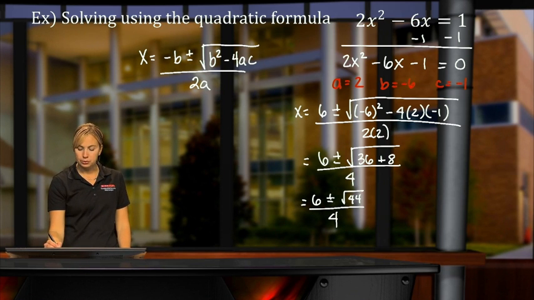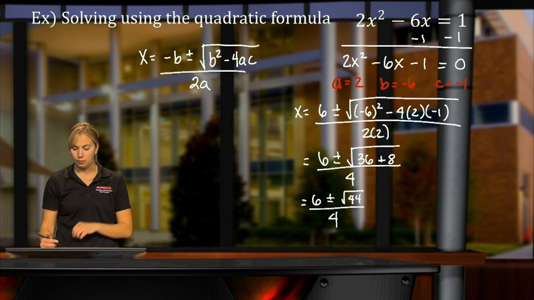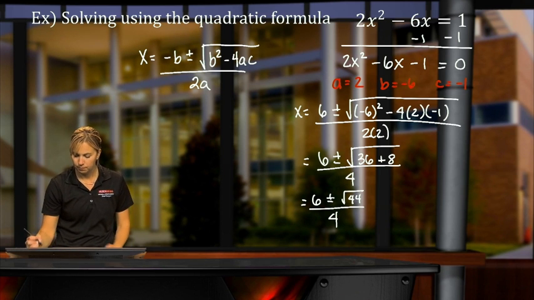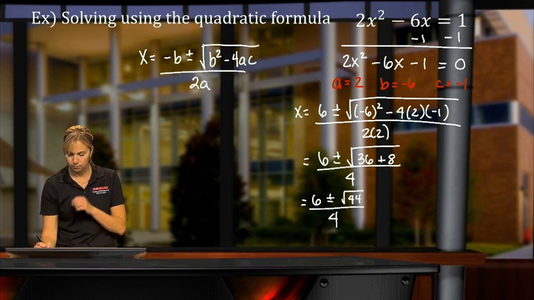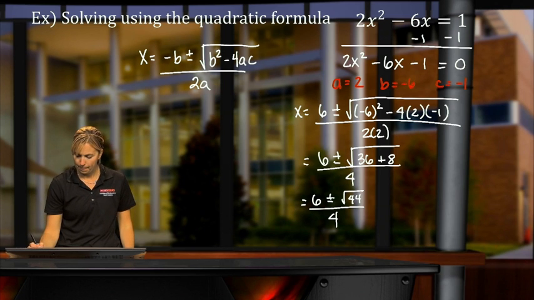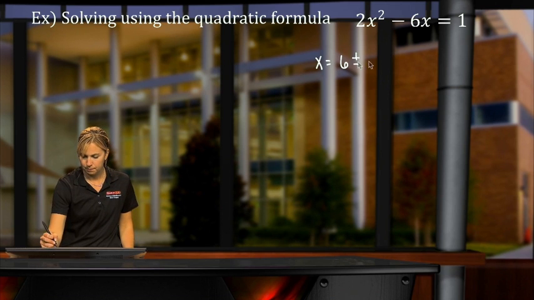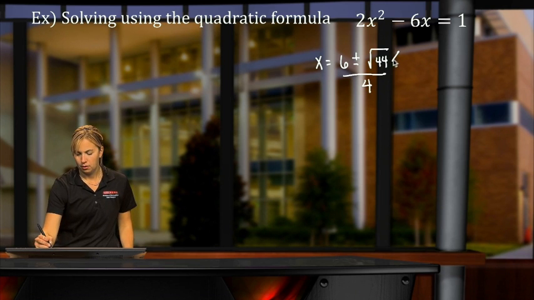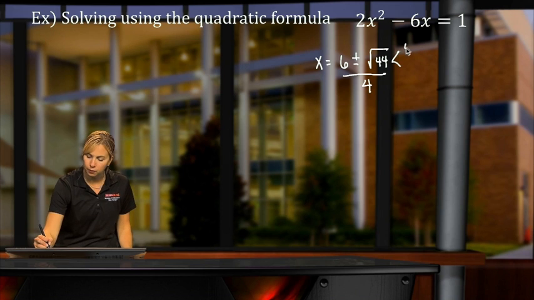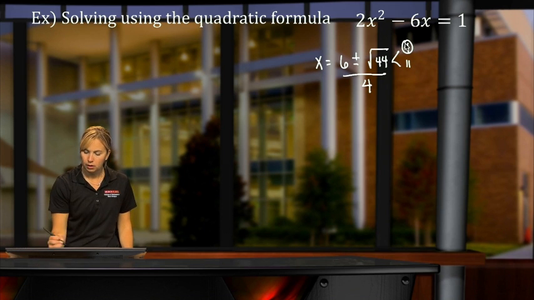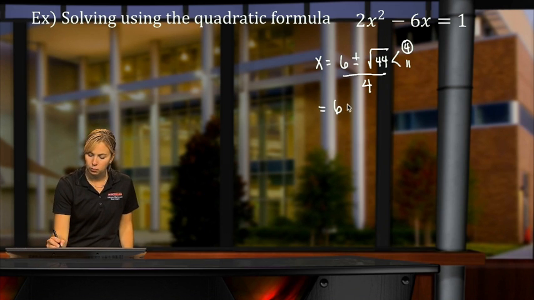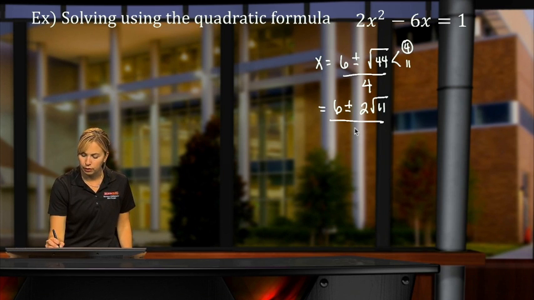Now we need to continue simplifying by simplifying that radical. 44 is 4 times 11. So x equals 6 plus or minus 2 square root of 11 over 4.